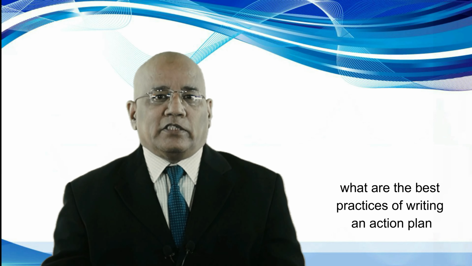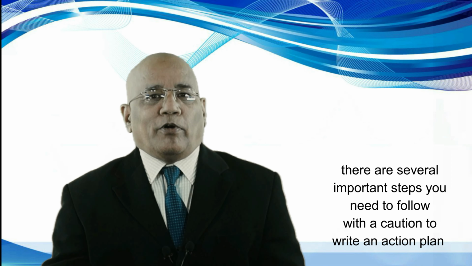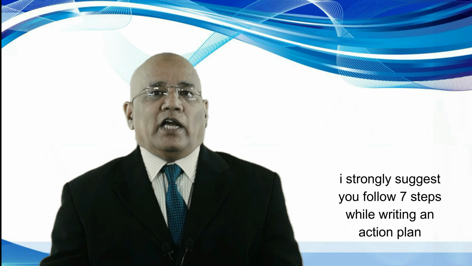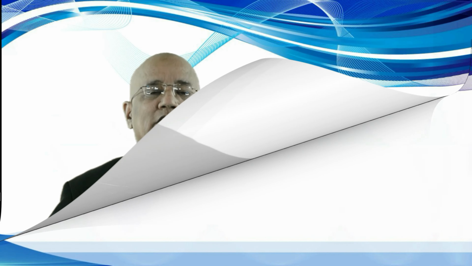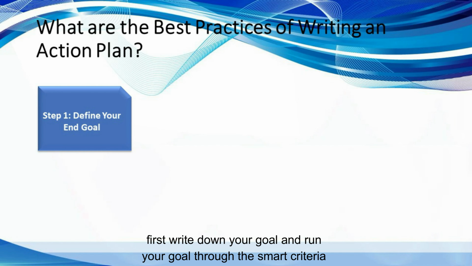What are the best practices of writing an action plan? There are several important steps you need to follow with caution to write an action plan. I strongly suggest you follow 7 steps while writing an action plan. Step 1. Define your end goal. First, write down your goal and run your goal through SMART criteria.